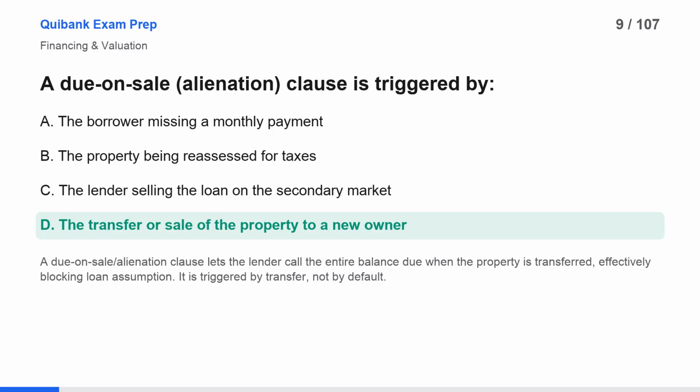The answer is D. The transfer or sale of the property to a new owner. A due-on-sale/alienation clause lets the lender call the entire balance due when the property is transferred, effectively blocking loan assumption.